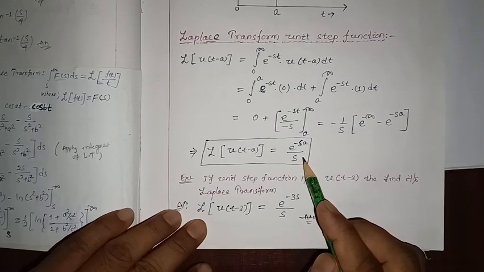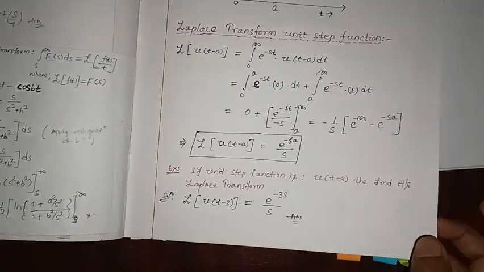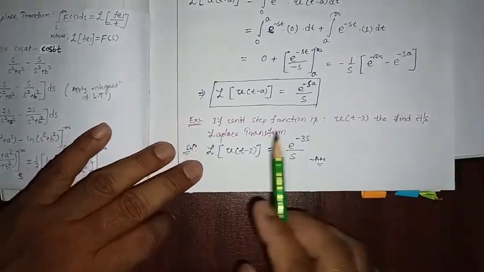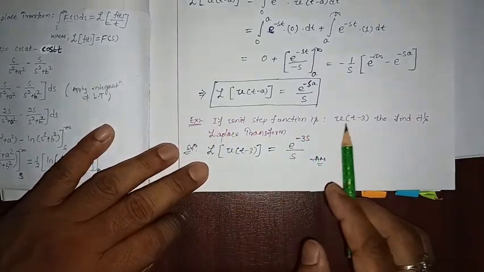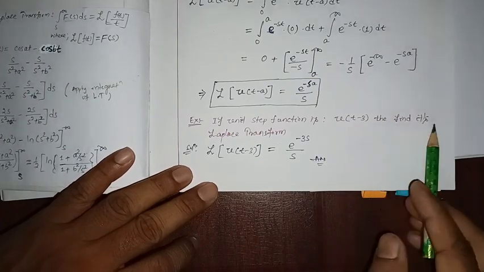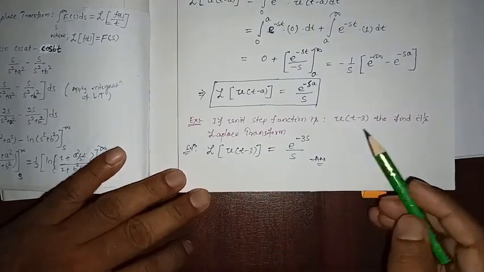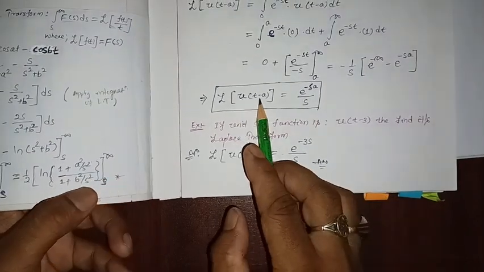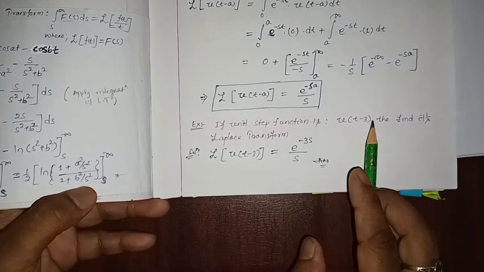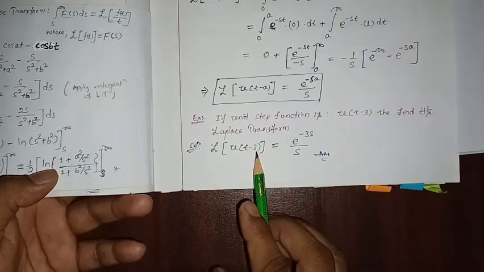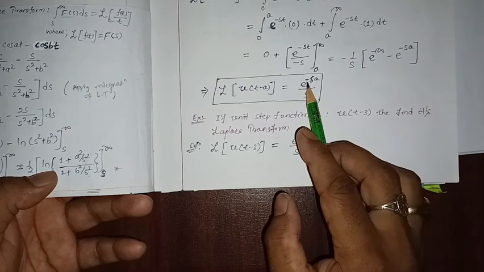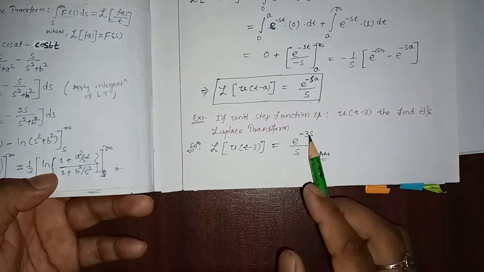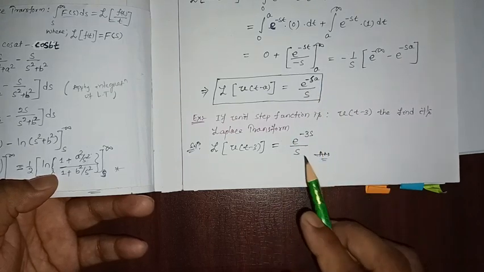Remember, it is always required for the different numericals. Now we are going to go for a simple example: if a unit step function is represented as u(t minus 3), then find its Laplace transform. If I compare this u(t minus 3) with u(t minus a), here a is nothing but 3. So the Laplace transform of u(t minus 3) will be equal to e to the power minus sa by s, that is e to the power minus 3s by s is your answer.